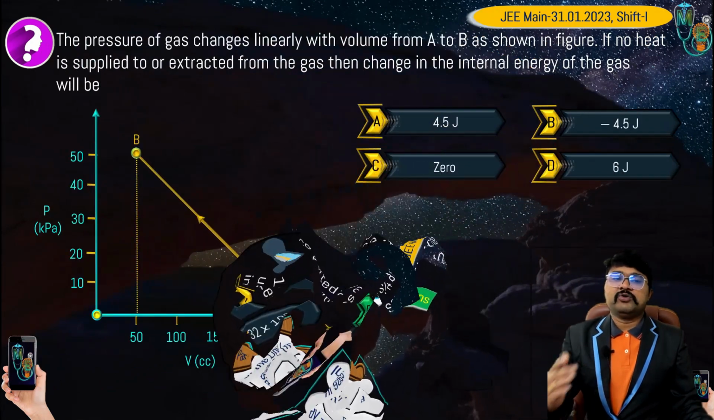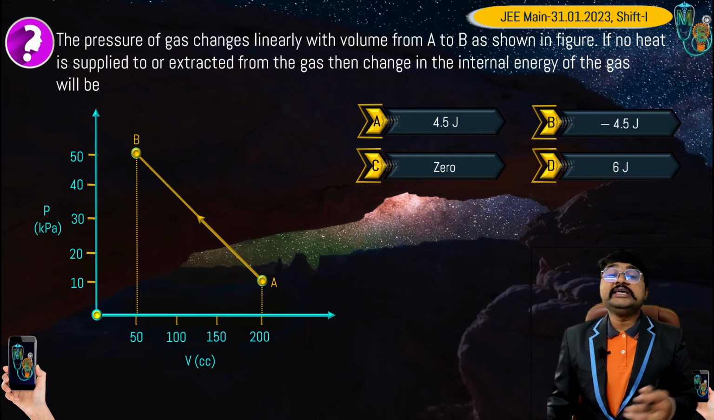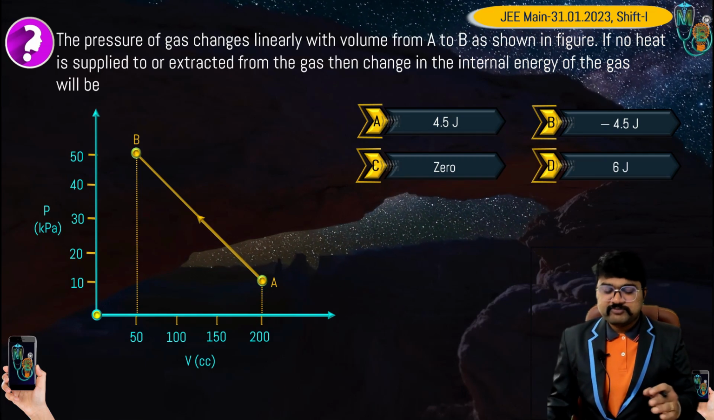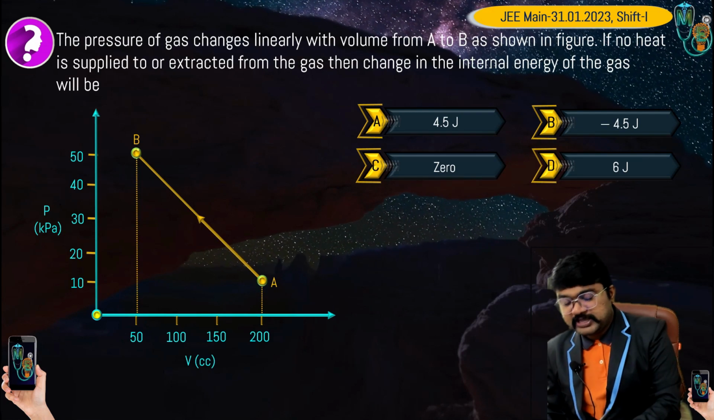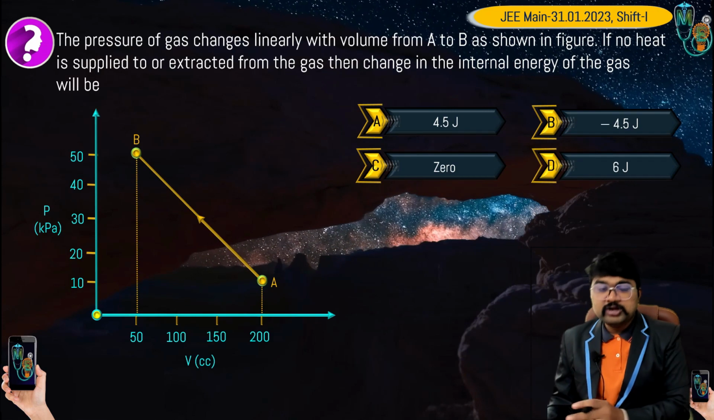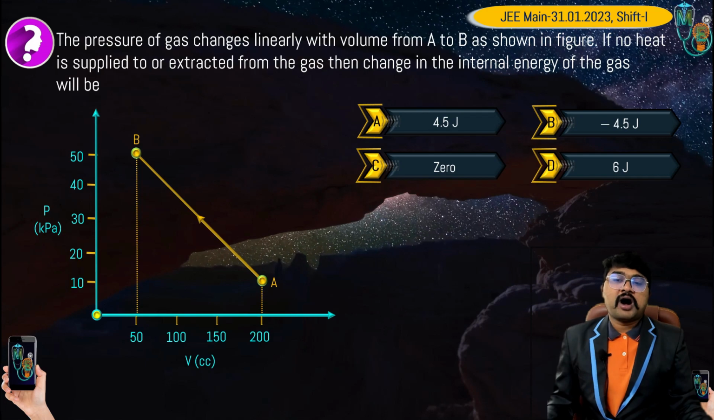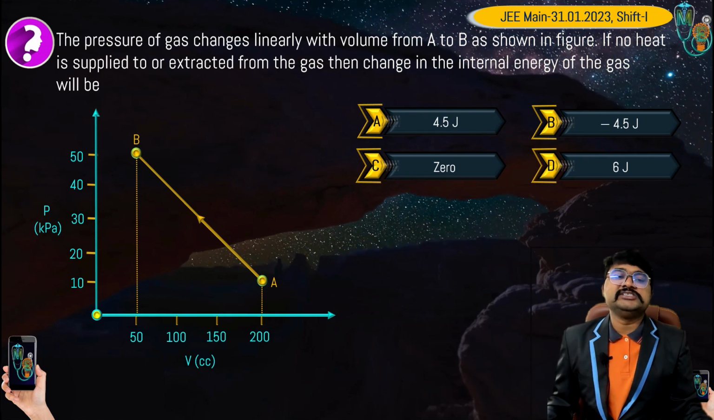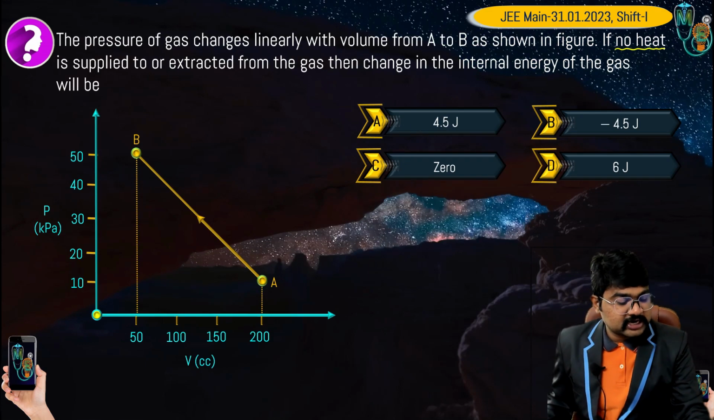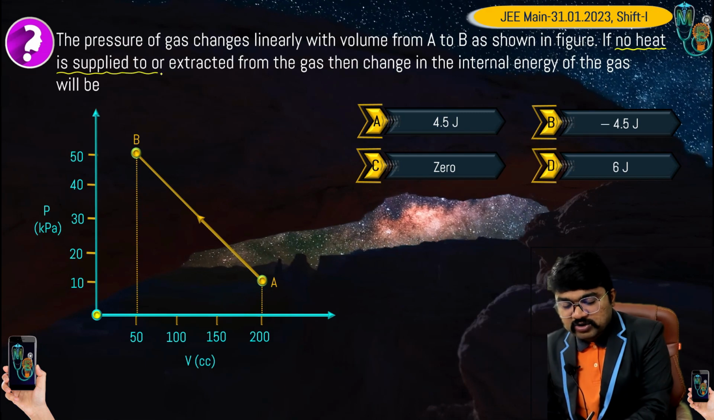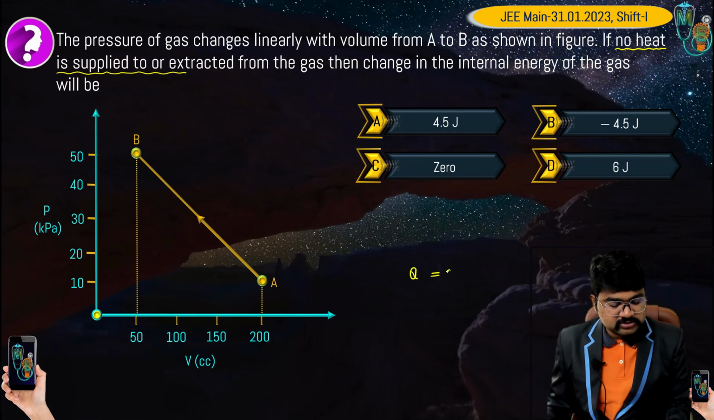Now, we can have a look at this problem. The pressure of gas changes linearly with volume from A to B. You can see the pressure of the gas is changing from A to B. Here pressure increases and volume decreases. If no heat is supplied to or extracted from the gas, then the change in internal energy of the gas is. No heat is supplied. That means heat transfer equal to 0.